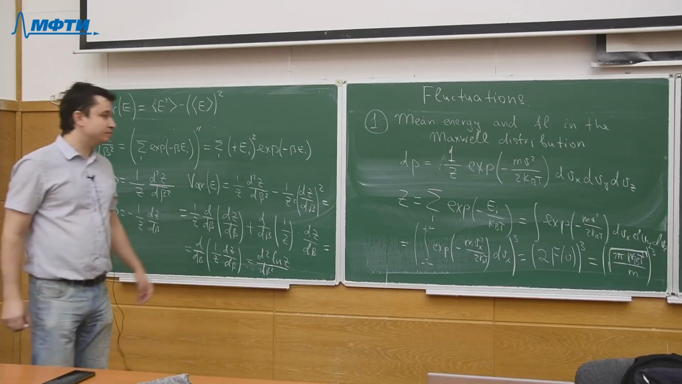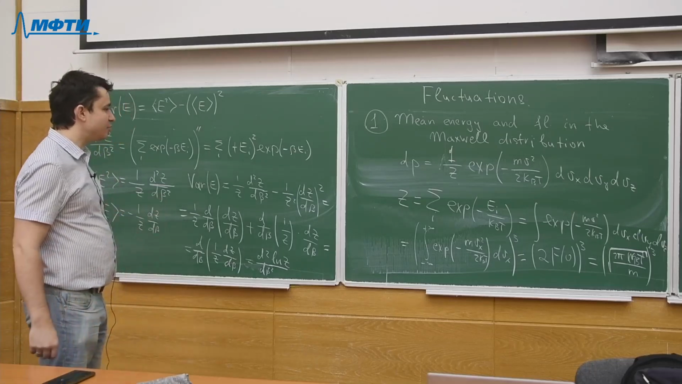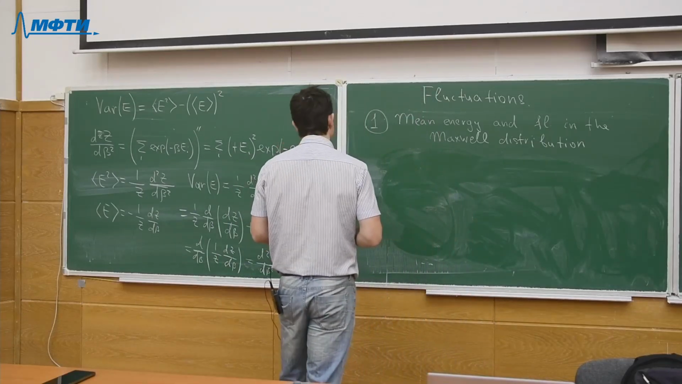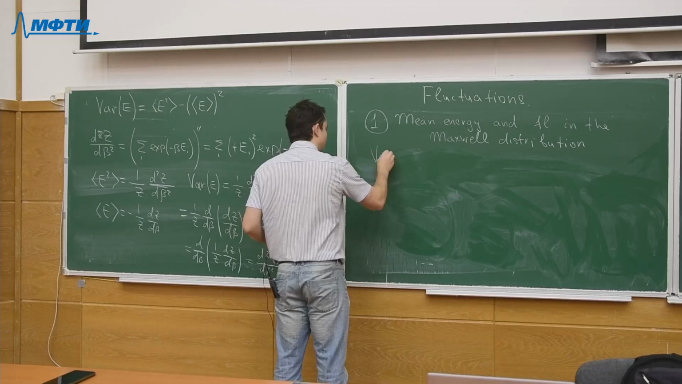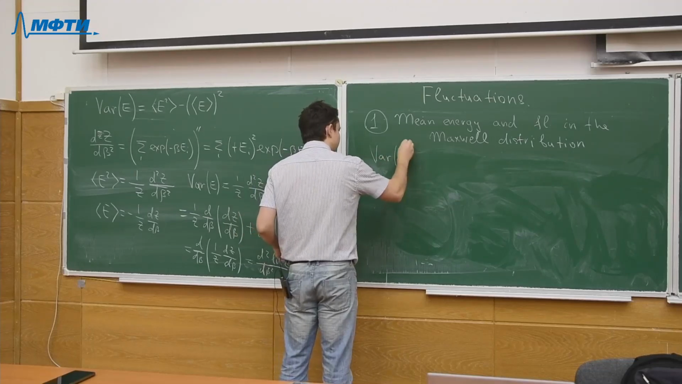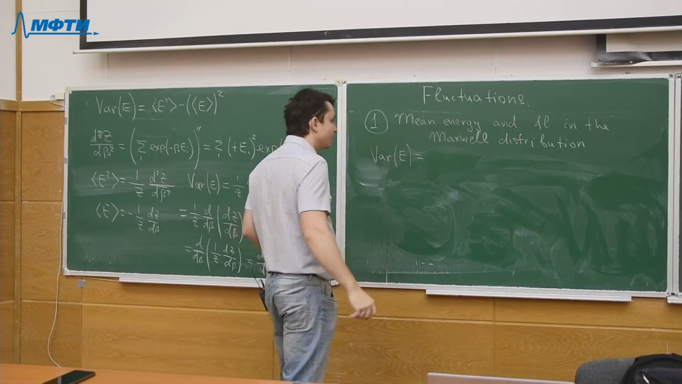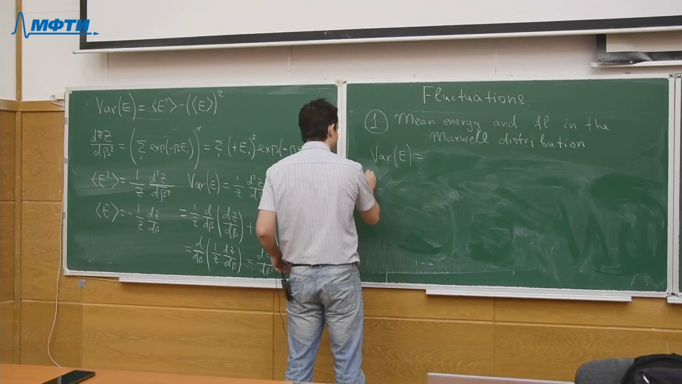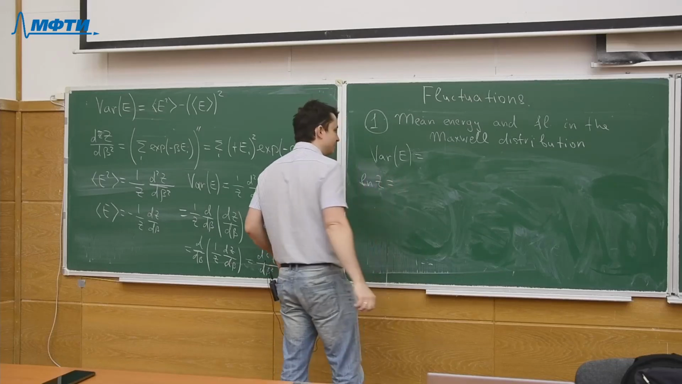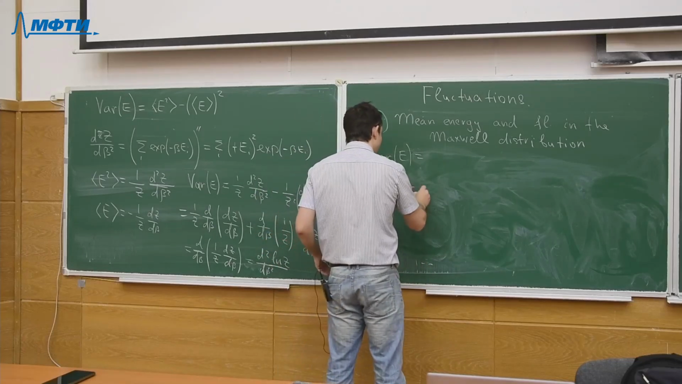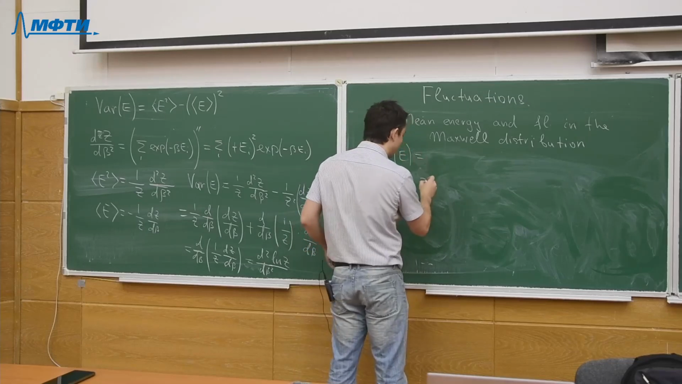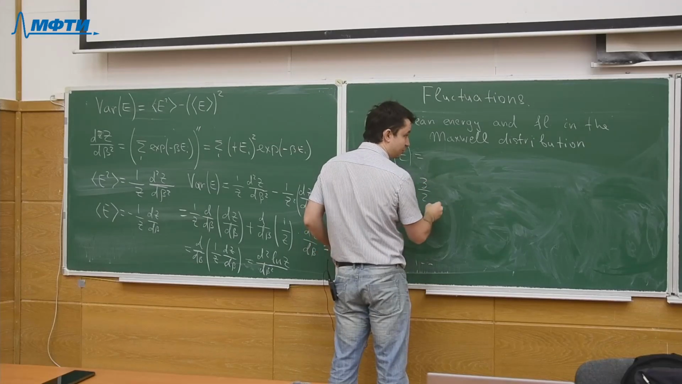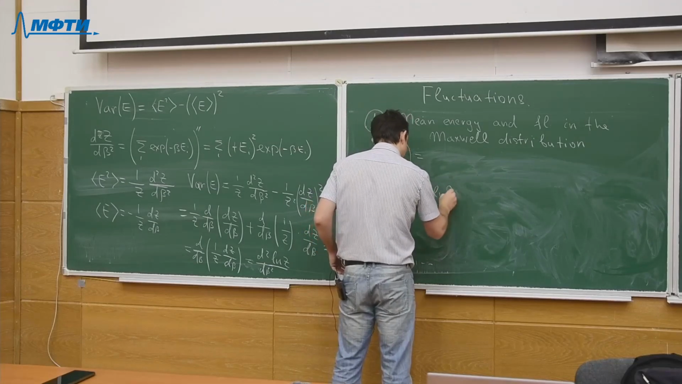Okay, so now I'm going to use this to calculate the variance. Now I'm going to calculate the variance of energy, which is the second derivative of the logarithm of z. As we have derived previously, the logarithm of z is some constant minus 3 over 2 times natural log of beta.